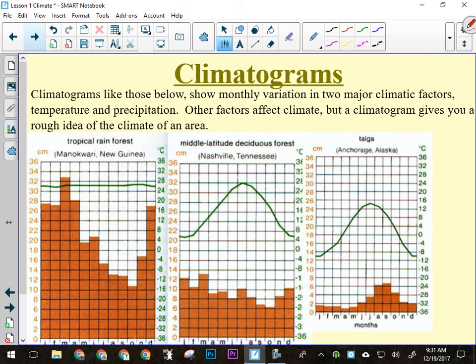All right, so this is what we're going to be working on Thursday, Friday, okay, our climatograms. A climatogram is basically just a type of graph that is used to show the two big parts of climate, that is temperature and precipitation. Okay, so we've got tropical rainforest here that's located in Manokwari, New Guinea, which is very equatorial. The line on a climatogram tells us the temperature pattern, right? You might want to write that down. The line on a climatogram is the temperature measure. Okay, the bars on the climatogram indicate precipitation. So we're showing two different things on the same graph.